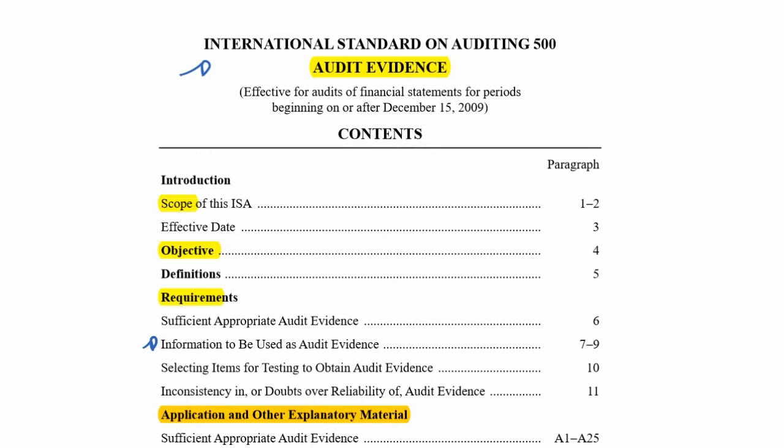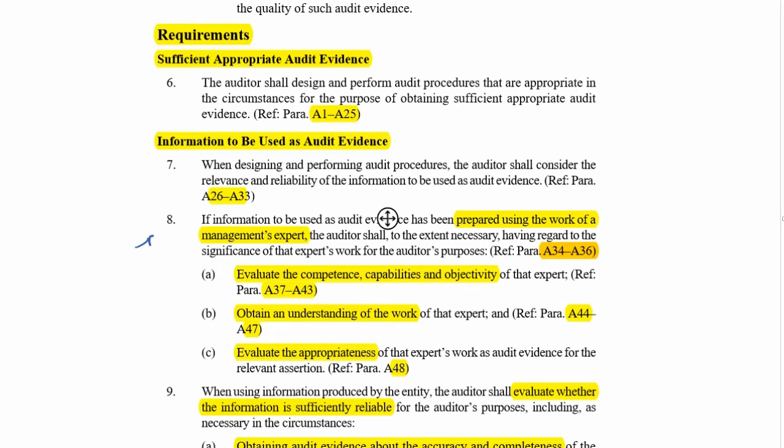Okay, so let's go to our requirements, and this is where you would flag this if you haven't done so already. Paragraph 8 says, if you are going to be using the work of a management expert, then you have to make sure that they can perform the duties. So we have to evaluate their competence, capabilities, and objectivity, obtain an understanding of their work, and evaluate the appropriateness of their work. Okay, so before I just jump into accepting this percentage, I need to consider that.